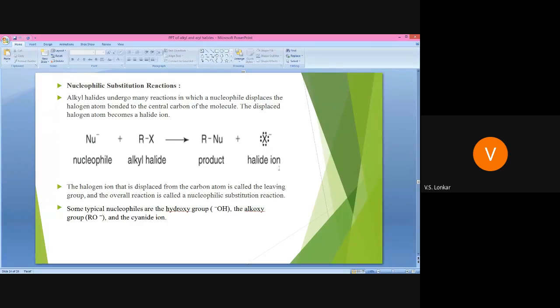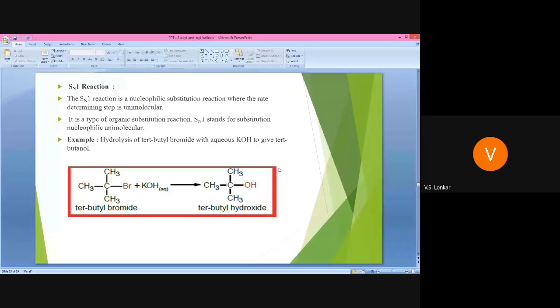Alkyl halides undergo nucleophilic substitution reactions by two types of mechanism. The first one is the SN1 mechanism or SN1 reaction, and the second one is the SN2 reaction. These two reactions are very important, and they are very differentiating reactions. We can easily differentiate between SN1 and SN2 reactions. If we understand any one type of reaction, then we can easily understand the other by means of its mechanism as well as the energy profile diagram.